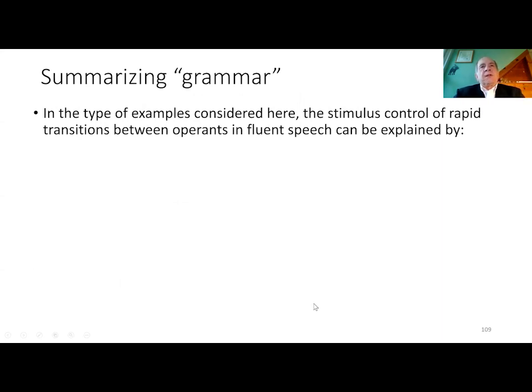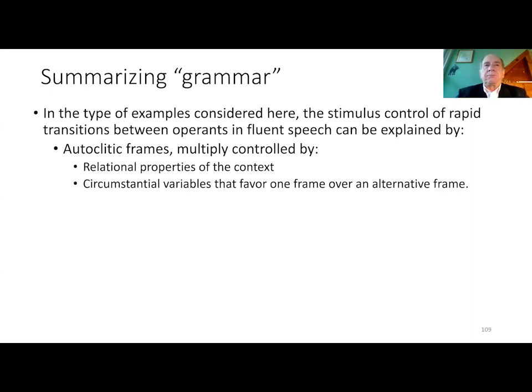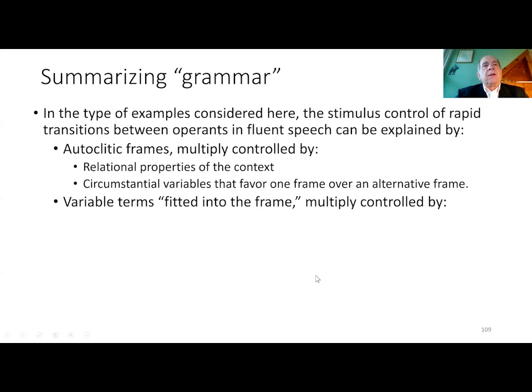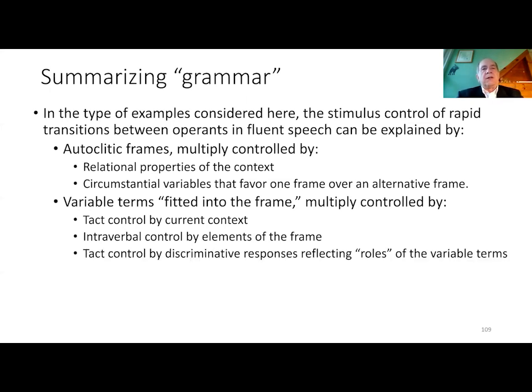So, to summarize grammar, in the types of examples we've considered here, the stimulus control of rapid transitions between operants and fluent speech can be explained by autoclitic frames that are multiply controlled by relational properties of the context, circumstantial variables that favor one frame over an alternative frame, and variable terms that are fitted into the frame. Those variable terms are multiply controlled by tact control by the current context, interverbal control by elements in the frame, and tact control by discriminative responses reflecting the roles of the variable terms.